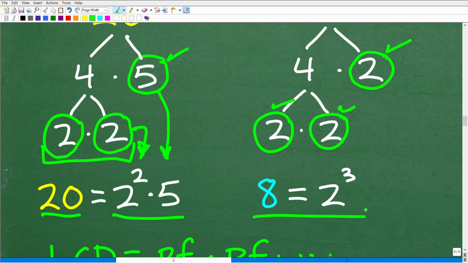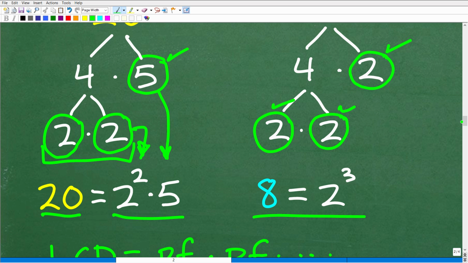And let me just reiterate something that I said earlier. I didn't say this wasn't going to require work. In other words, yes, you're doing work here, prime factoring, to find the LCD. It's not easy, but it's a procedure that you just have to follow. But if you know how to prime factor, you should be good to go.